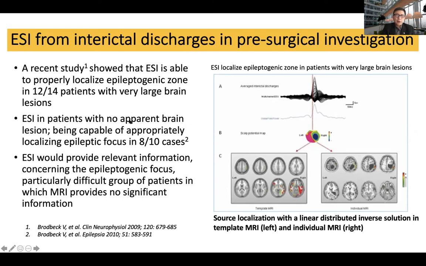ESI in patients with no apparent brain lesion is capable of approximately localizing the epileptic focus in around 8 in 10 cases. ESI can also provide relevant information about the epileptic focus in a particularly difficult group of patients in whom the MRI scan provides no significant information.